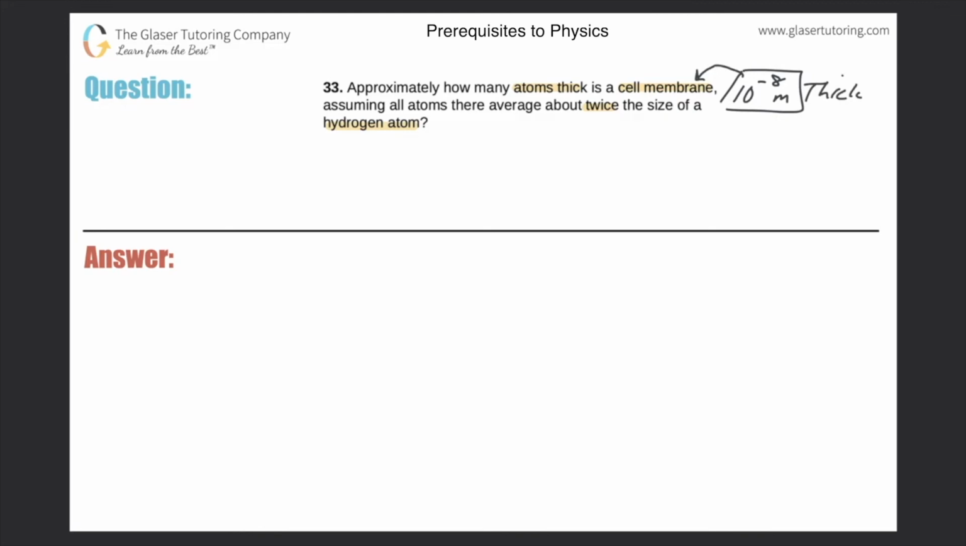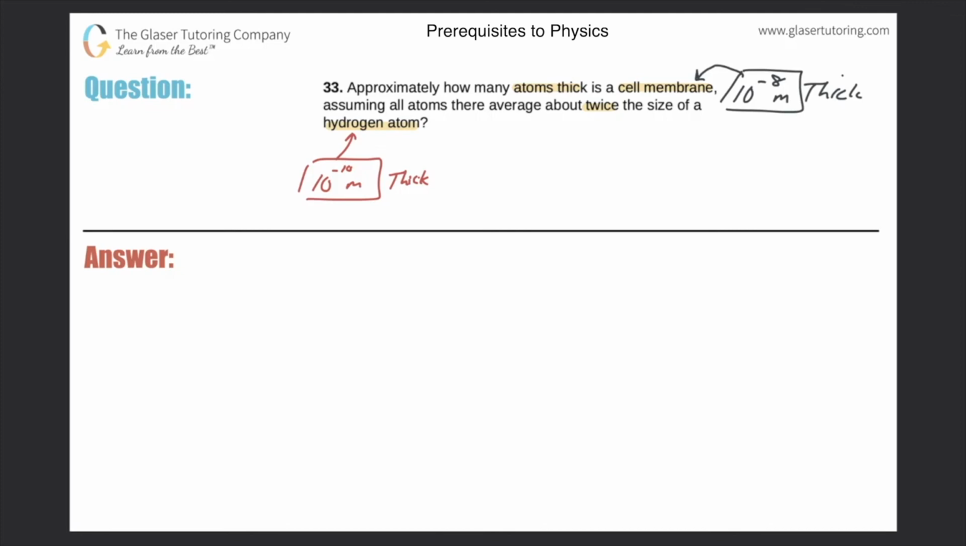We also need to estimate or look up the average size of a hydrogen atom in terms of its diameter. So the average size would be something like 10 raised to the negative 10 meters. Okay, and that would be the average thickness of a hydrogen atom. So now we have enough information we need to start the problem.